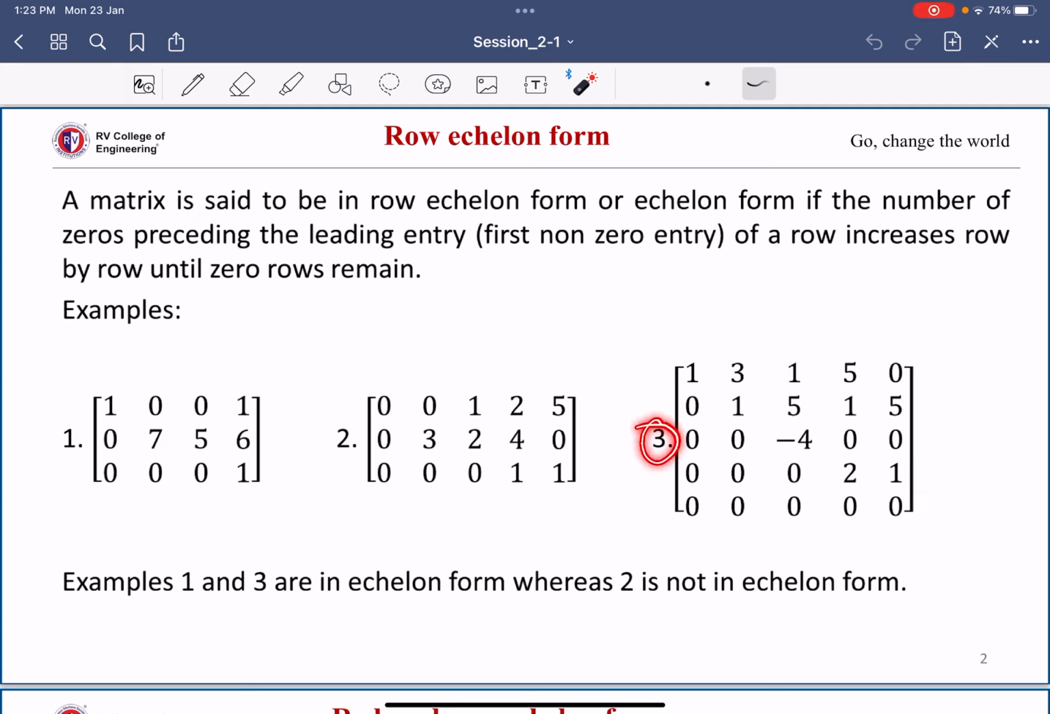Coming to the third example. For this particular matrix, let us check whether all the entries below the leading entry are zeros. This is the leading entry in my first row and all the entries below this leading entry are 0. This is the leading entry in the second row and all the entries below it are 0. This is the leading entry in the third row and all the entries below -4 are 0. This is the leading entry in the fourth row and the entry below 2 is also 0.